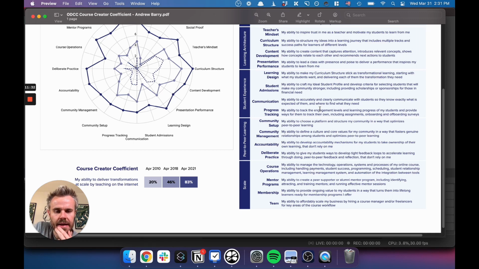And then progress tracking is really this, right? It's your ability to track the engagement levels and learning progress of your students and give them ways to do that themselves. And we'll be sharing a lot of great ideas of how to do that in the course. And then peer-to-peer learning is, once people are in session, how have you set up your community, so that's the platform and the structure, in a way that optimizes peer-to-peer learning. Then the community management is how you run that community. It's defining the culture, establishing core values, that really fosters a way for students to get to interact with each other and develop relationships with each other.